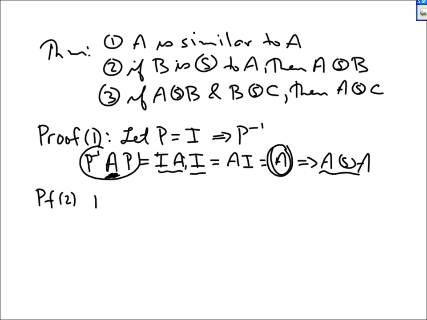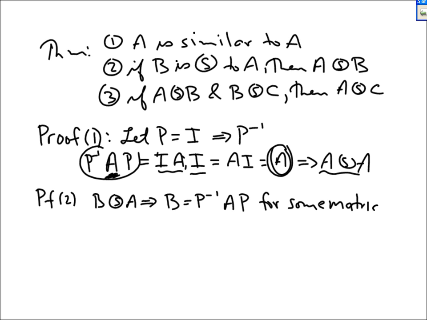Proof for 2. B similar to A implies that B is equal to P inverse AP for some matrices A and P. Okay, so let's look at this some more closely. We know that's true.